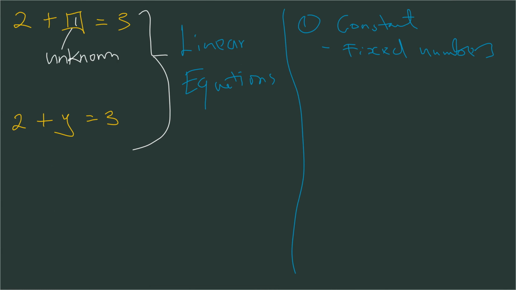You can see that in our linear equations we have two constants, and this is also a constant. Another thing about linear equations, number 2, is that they have an operator, and an operator can be addition, subtraction, multiplication, or division. In this case, our operator is addition.